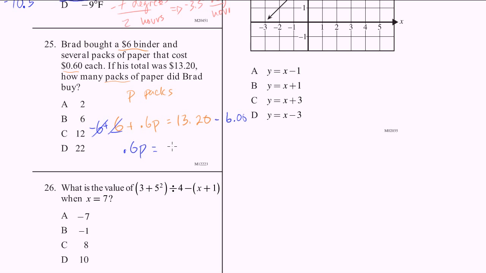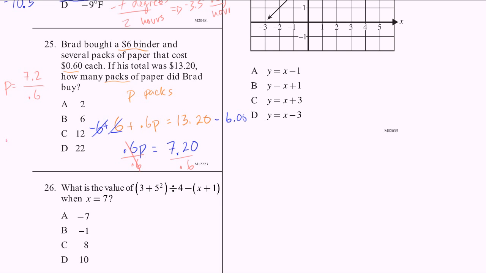13 minus 6 is 7. So it's going to be $7.20, or 7.2. And then to solve for p, we just divide both sides by 0.6. So if we divide both sides by 0.6, the 0.6s cancel out on the left-hand side, so you're just left with a p. So p is equal to 7.2 divided by 0.6.